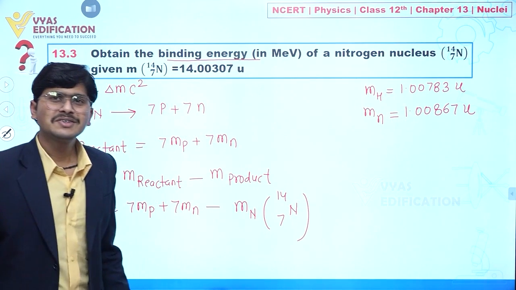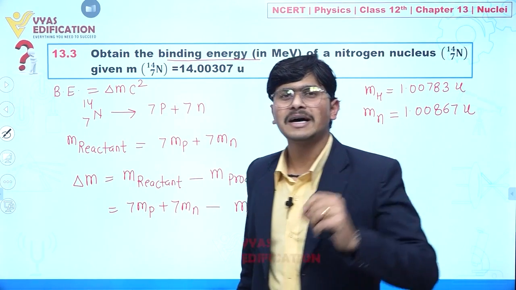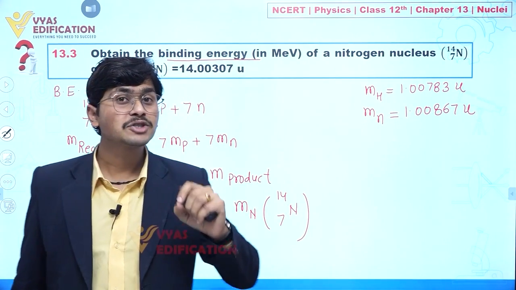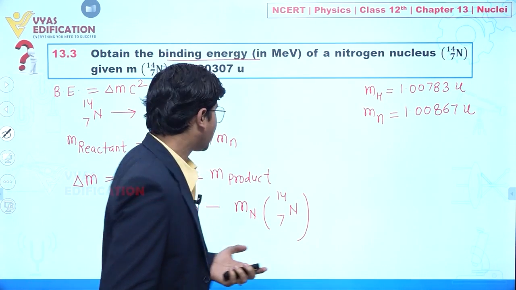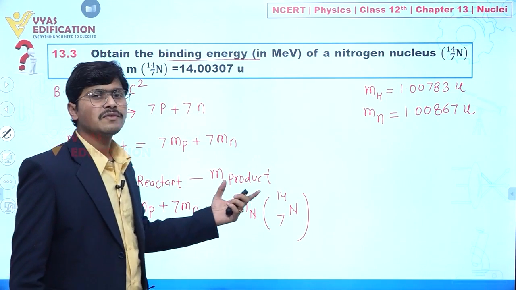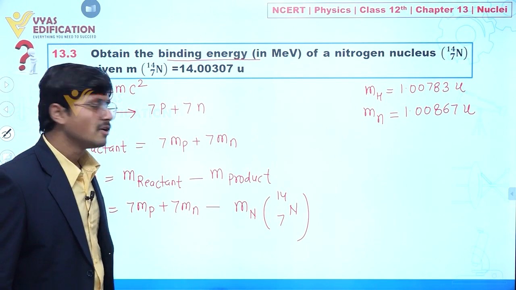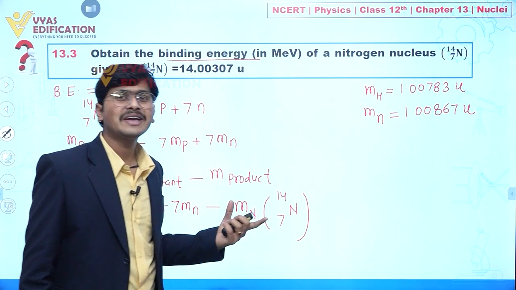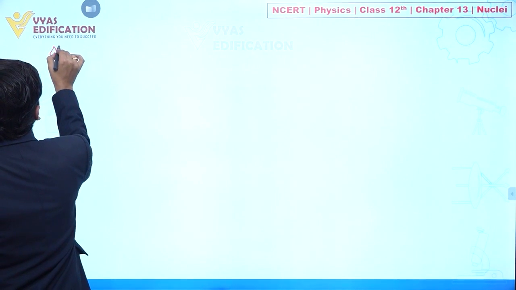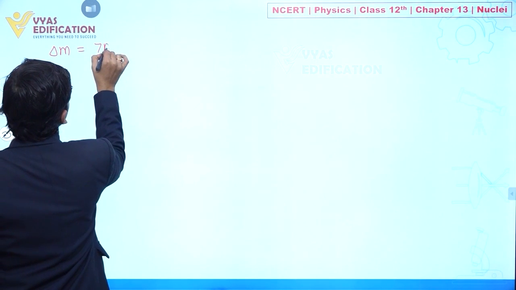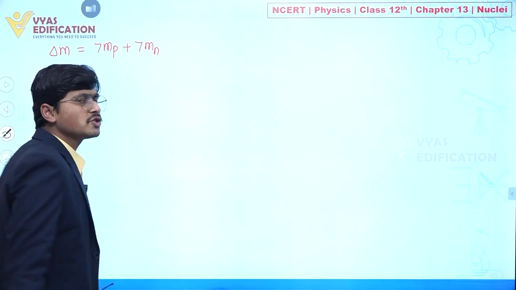Clear? So in this question, whatever is given to you is atomic mass, and in this atomic mass, the mass of electrons is also included. So what we have to do is subtract the mass of electrons from this atomic mass. After that we will get the mass of the nucleus of nitrogen. Clear to everyone? Yes. So now I can write like this, delta M should be equal to 7 Mp plus 7 Mn. Mn means mass of neutron.